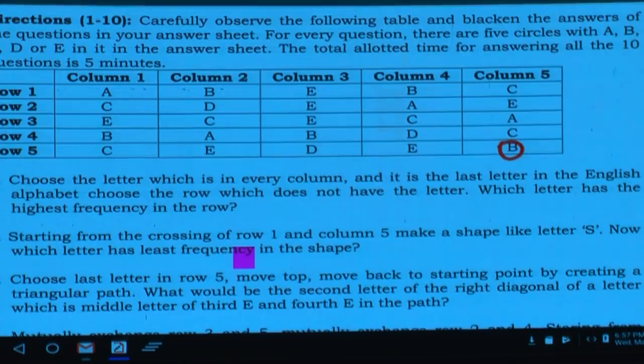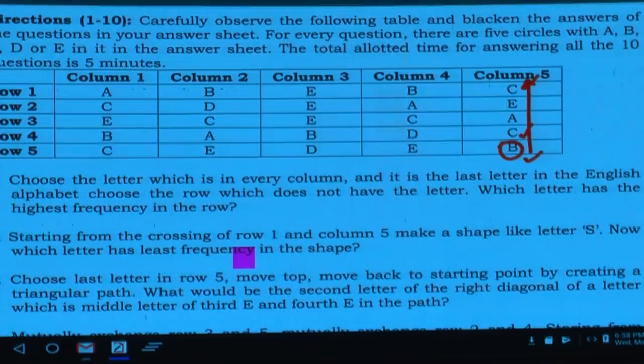Move top, meaning where do we have to go? As this C or this C? We are talking about which C. Top means topmost. Hence, now we have to move to this topmost. And from the topmost, what is the next question here? Choose the last letter in row 5, move top, and move back to the starting point. Now, move back to the starting point means now we should come to which point? Now we have to come to this B only.